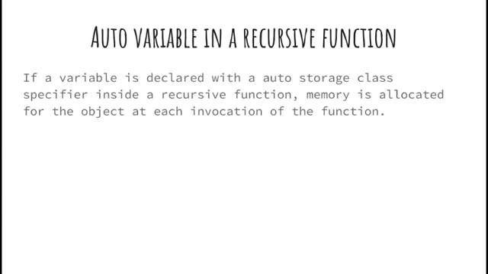Then, auto variable in a recursive function. So let's see how it behaves in a recursive function. If a variable is declared with the auto storage class specifier inside a recursive function, memory is allocated for the object at each invocation of the function. So we'll see this with the help of a program.